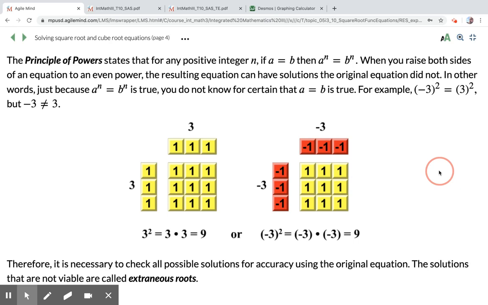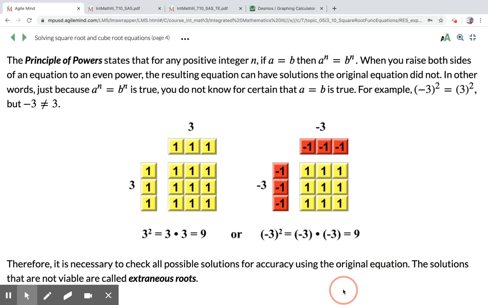However, just because a to the n equals b to the n is true doesn't mean it's always true the other way. That doesn't necessarily mean that a equals b. For example, you know that negative 3 squared is 9. You also know that 3 squared is 9. But you also know that negative 3 does not equal 3. They are not the same. So you really need to make sure that you check all possible solutions for accuracy using the original equation.